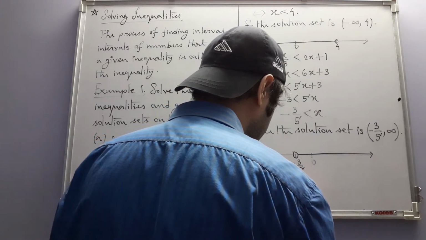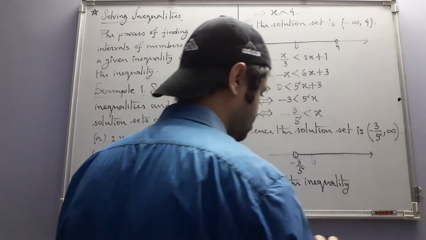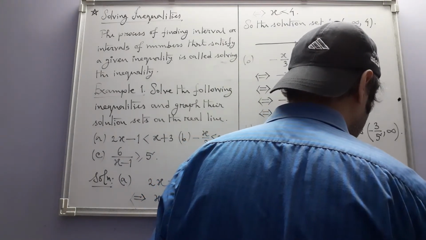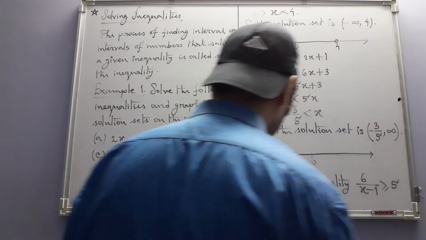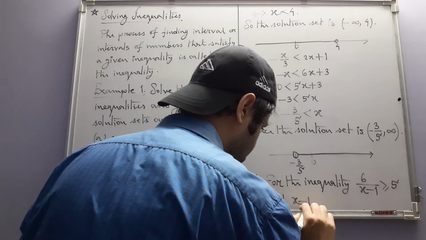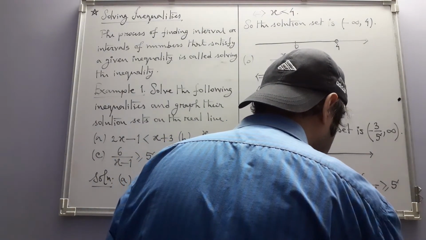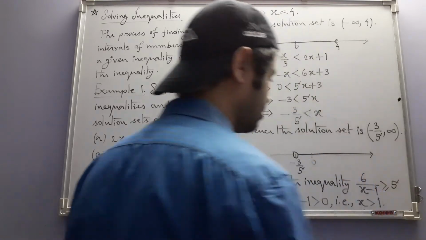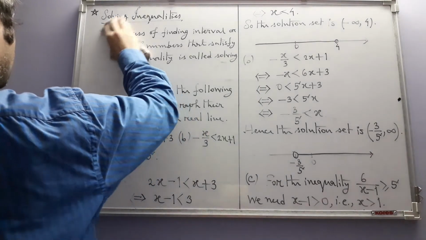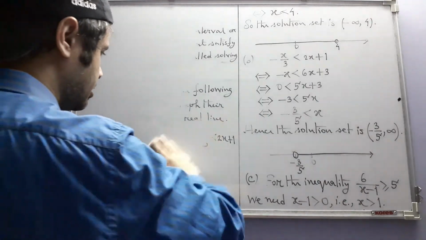For the inequality greater than or equal to 5, we need x minus 1 to be a positive real number. That is, x has to be greater than 1. And conversely also, if x is greater than 1, then the inequality makes sense.